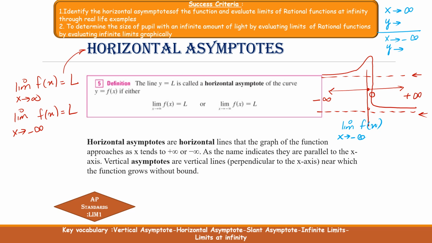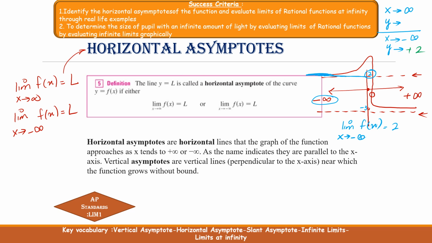Now look at the graph. Here it is negative infinity. Let's suppose here is 2 and here is negative 3. So what is the value of y? Approximately, if you see, the value of y is positive 2. So the value of y at negative infinity is positive 2.